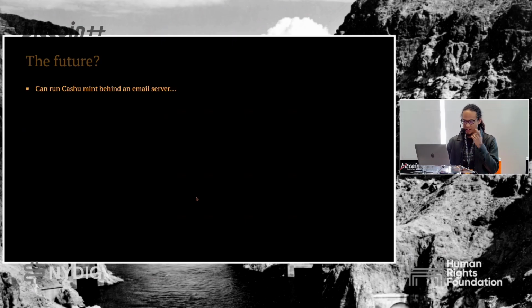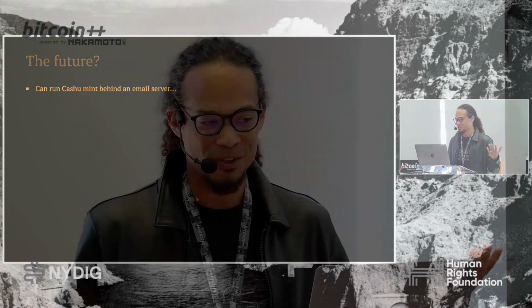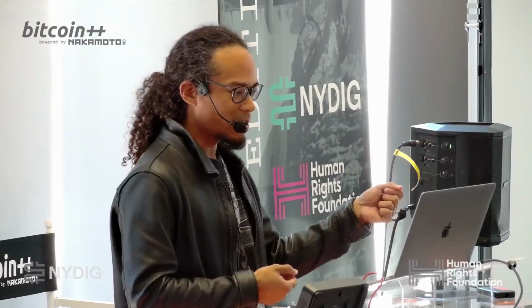So the future: to make this more villainous, depending on whether you think this is good or bad, you can run a Cashu mint behind an email server. Cashu is really just text files, and you can include those as attachments. So why not use that for paying for your email? You can get around spam by just saying, attach a postage stamp with this email. That would be pretty cool.